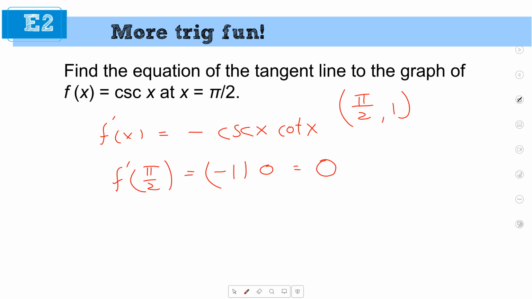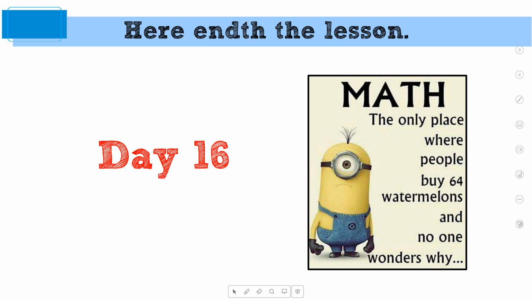What does that tell you about the line? Horizontal. Right. Which is y equals 1. It happens to be a point on a graph with a horizontal tangent. Done. Told you it's quick.